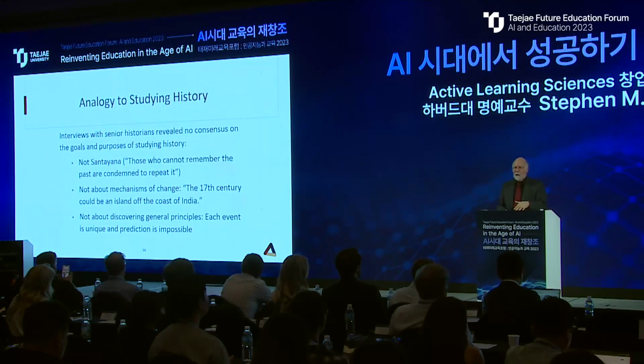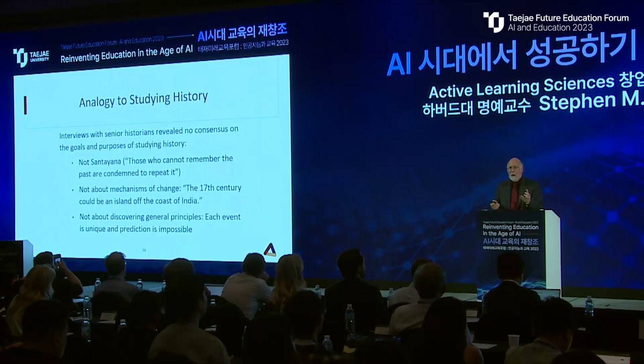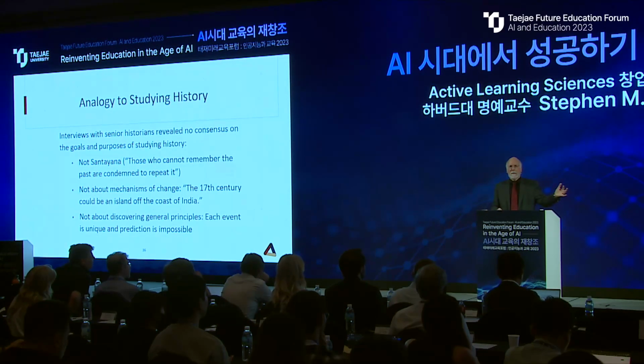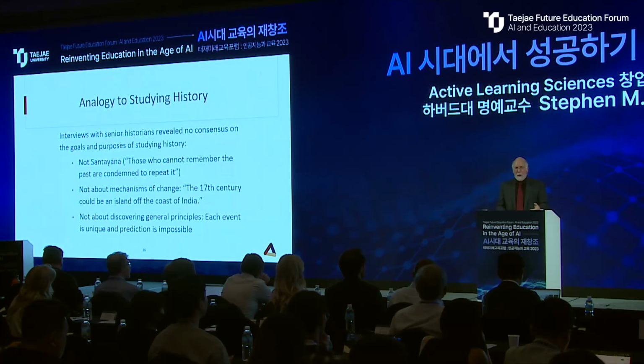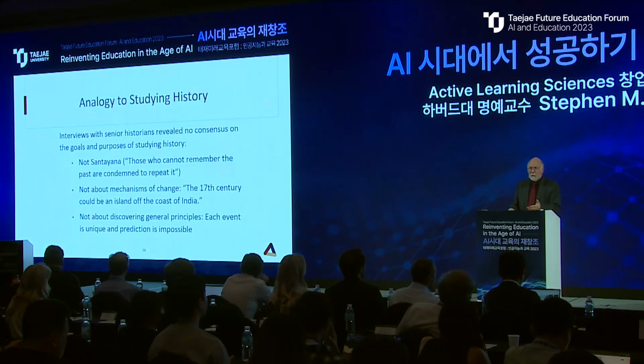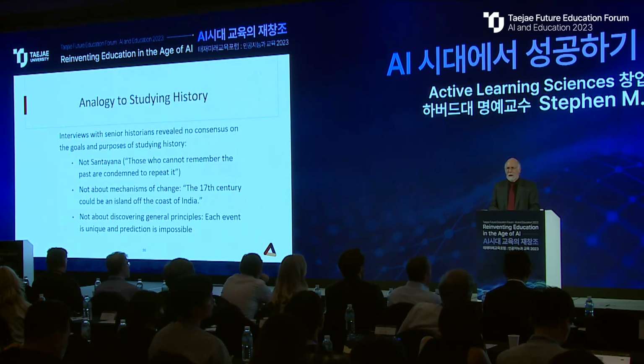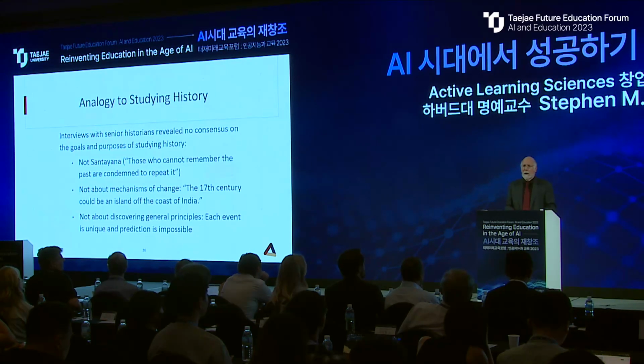Second thing was, they don't think about mechanisms of change. One of them told me, this is true, that as far as he was concerned, the 17th century could be an island off the coast of India right now. Third thing is, they're not interested in discovering general principles. Each event is unique and prediction, according to them, they all said this, impossible. This is Harvard historians, by the way. They're really, really very good history department.